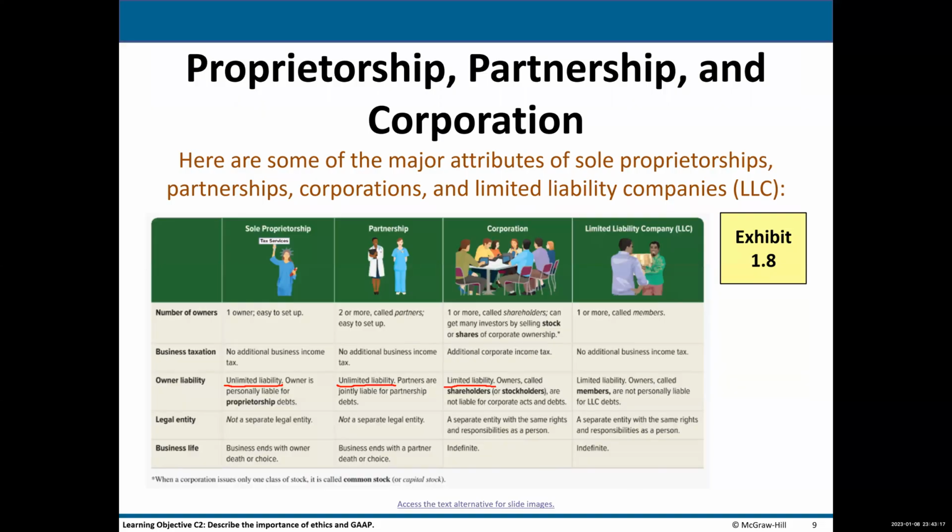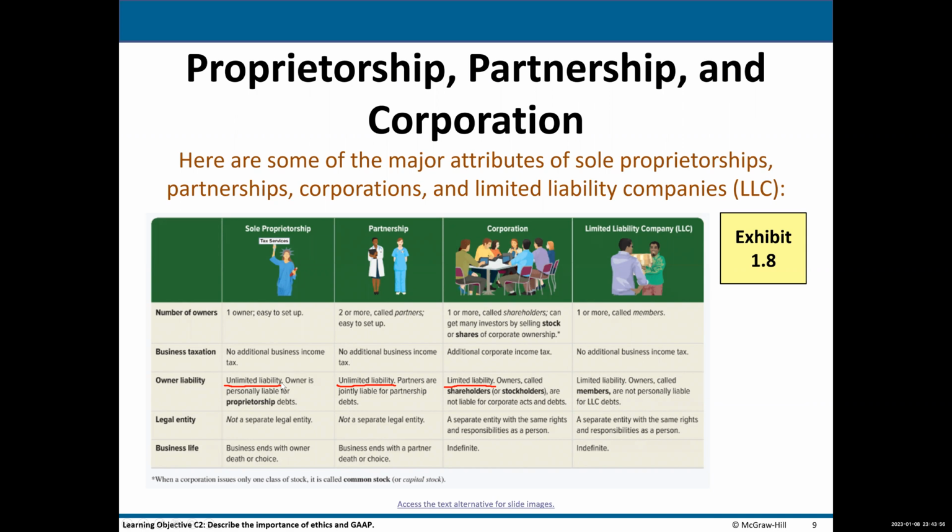Now, finally, we have 3 forms of businesses, and we account for these differently depending on what kind of business it is. We have a proprietorship, a partnership, and a corporation. Now, a sole proprietorship is simply one owner. And a partnership would have 2 or more owners, right? Called partners. What's interesting about this is that both of these forms have what we call unlimited liability.